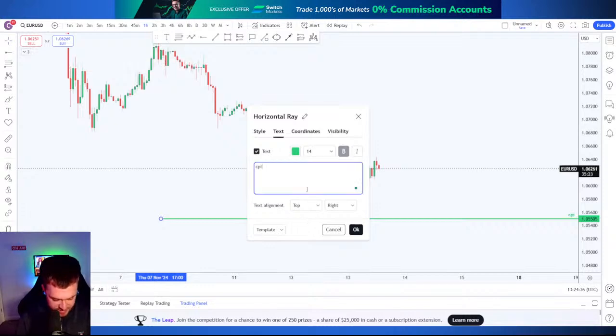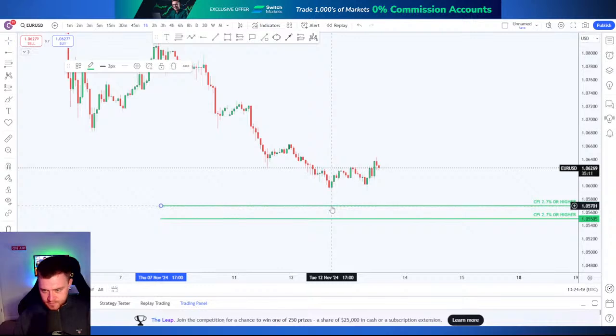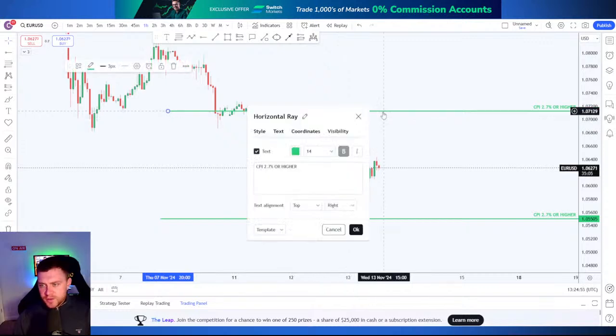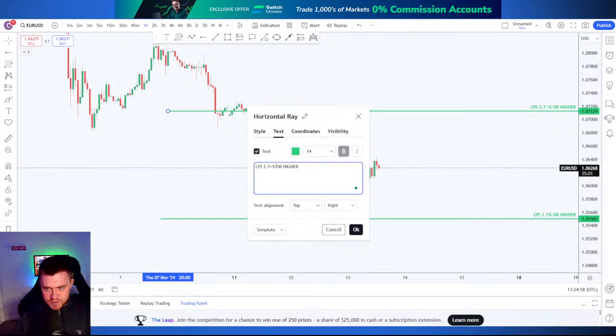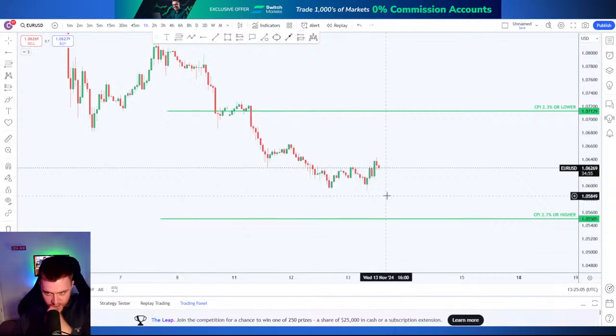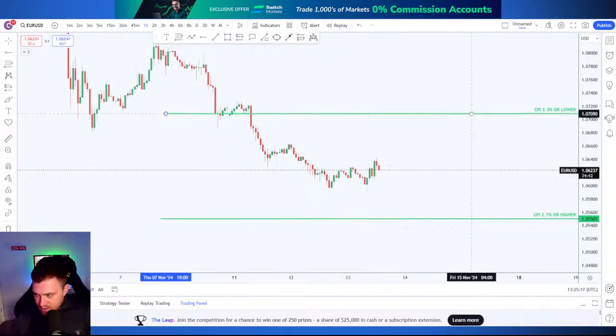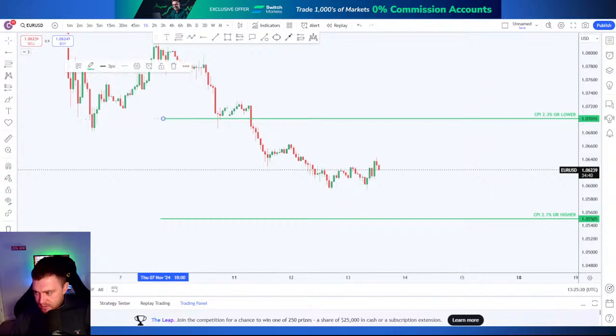So that's our CPI of 2.7% or higher. But if it comes in softer, then it wouldn't surprise me if we get a bit of a surge. So that's our 2.3% or lower. Something that looks a little bit like that. And if you can do that with most of the dollar pairs, for example, if you're in a trade right now, you can maybe use those levels if you want to. Actually, I'm going to put that target down to 107. There we go.